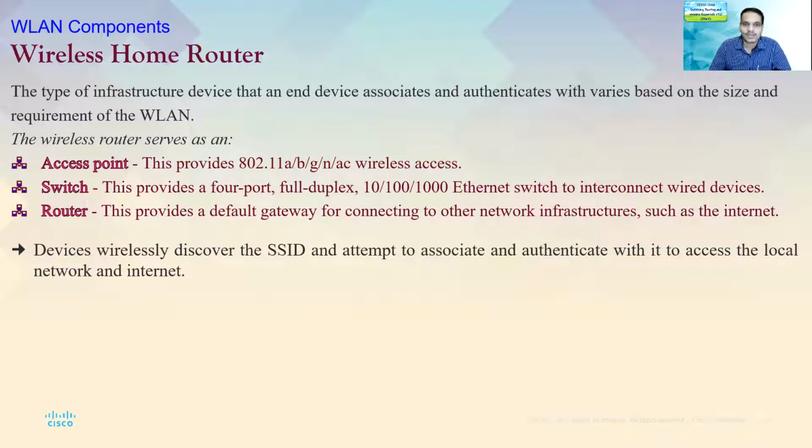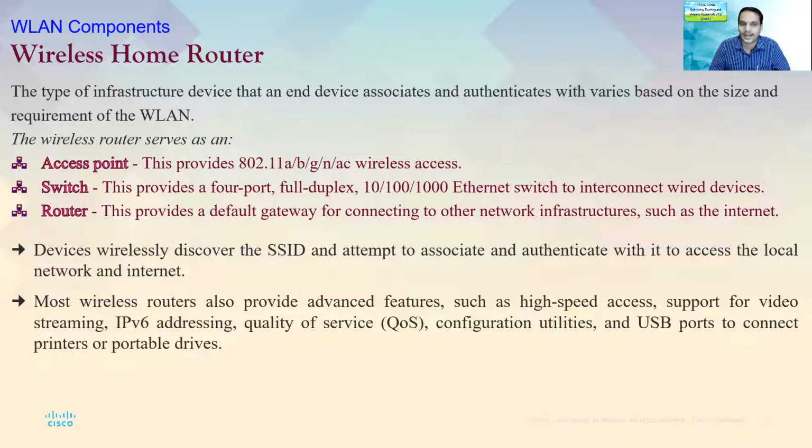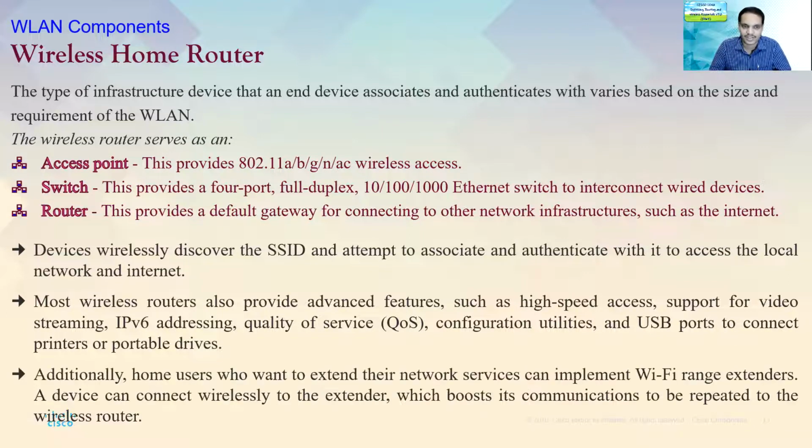You know how a wireless connection is made. Your devices wirelessly discover the SSID and attempt to associate and authenticate with it to access the local network and internet. Most wireless routers also provide advanced features such as high-speed access, support for video streaming, IPv6 addressing, quality of service, configuration utilities, and USB ports to connect to printers or even portable drives. We are all using these types of facilities and features.